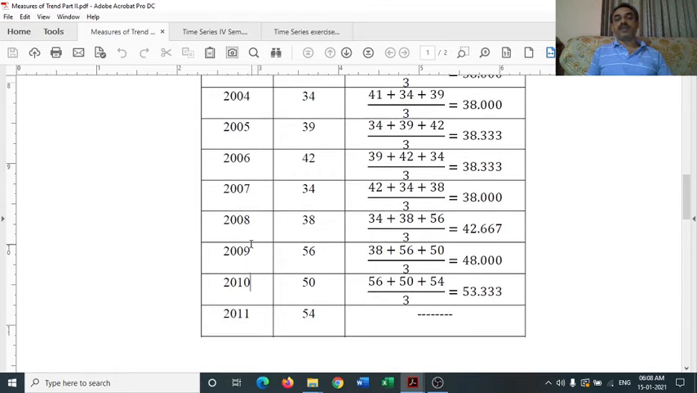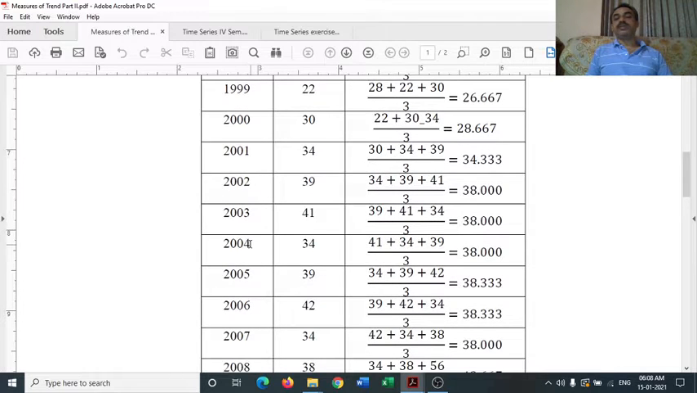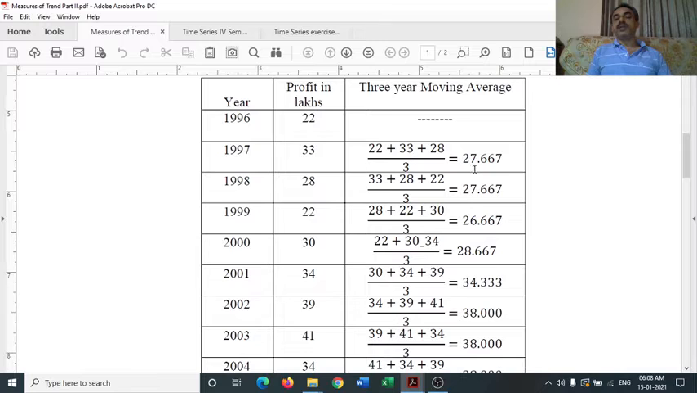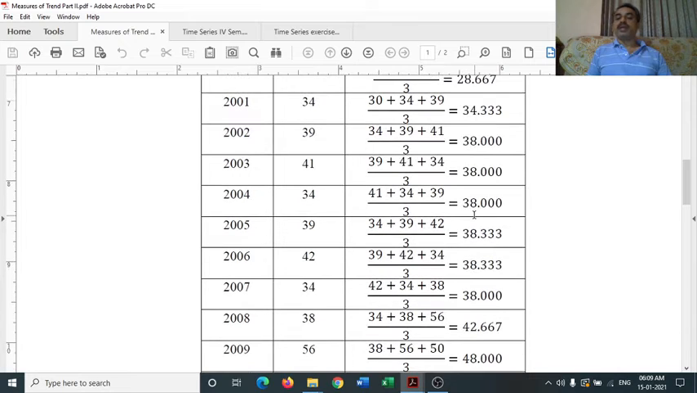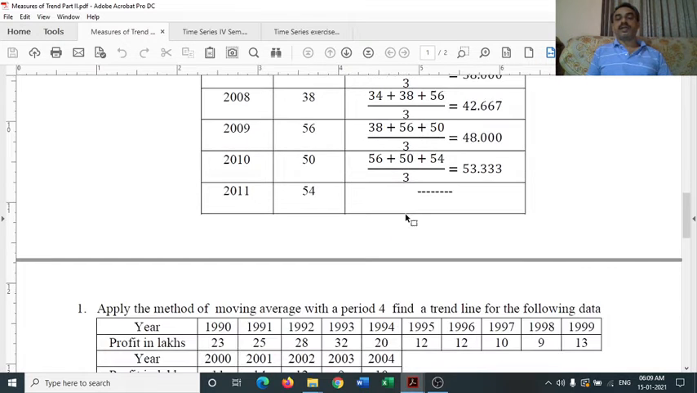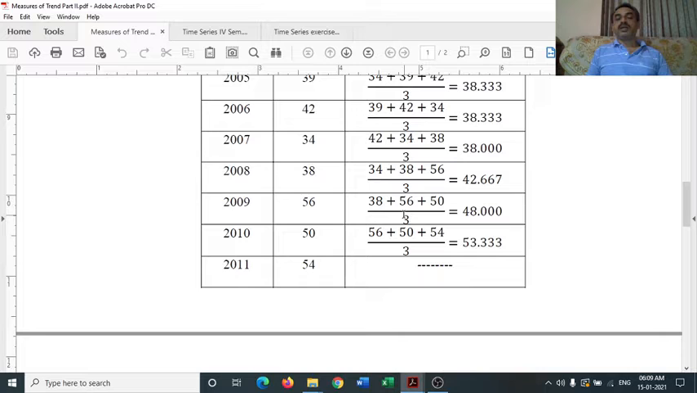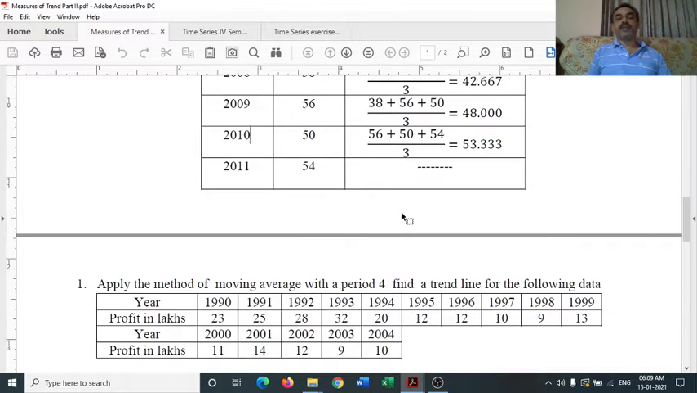2010 in an XY plane, and corresponding to these years, we plot the averages or the trend values 27.667, 27.677, etc. And like the graphical method, we join them using line segments, and thereafter draw a line intersecting all these time points, all these line segments. This is the way we calculate trend values using method of moving average.